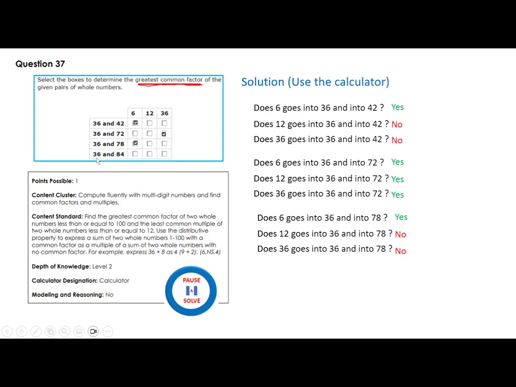The last one, 36 and 84. Does 6 go into both of them? Yes. Does 12 go into both of them? You find it to be yes. Does 36 go into both of them? No. So what is the greatest? The greatest is 12.